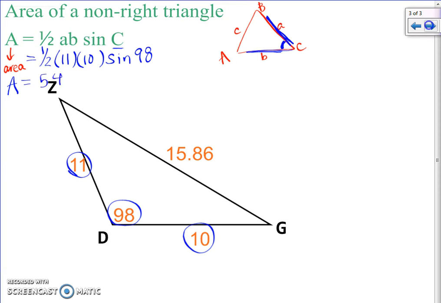Yeah. 54.46? Yep. Questions on that? On the test, I'm going to give you all three sides, so you're going to have to remember that we just used the two sides that are around the angle. Questions?